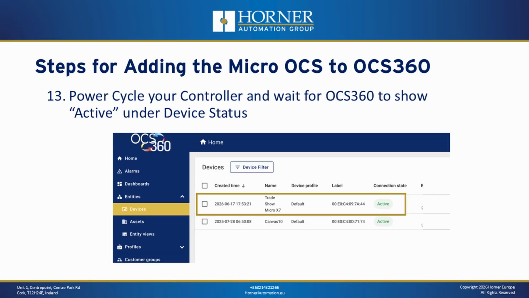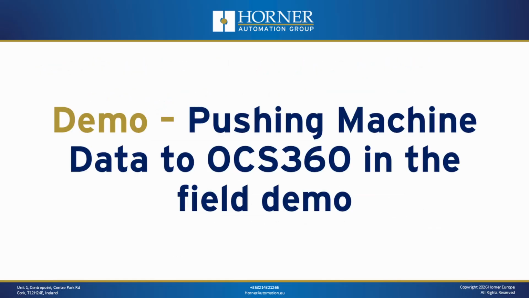To initiate a connection, however, we will now need to power cycle the controller and wait until it shows active under device status on OCS360. Once that appears, your controller will be successfully set up and ready to push machine data to the OCS360 Cloud. That's everything you need to know about how to push machine data to the cloud from your Micro Series or CPU 200/250 controller. Before we end today's webinar, we are going to show you a quick demonstration of this in action in the field.